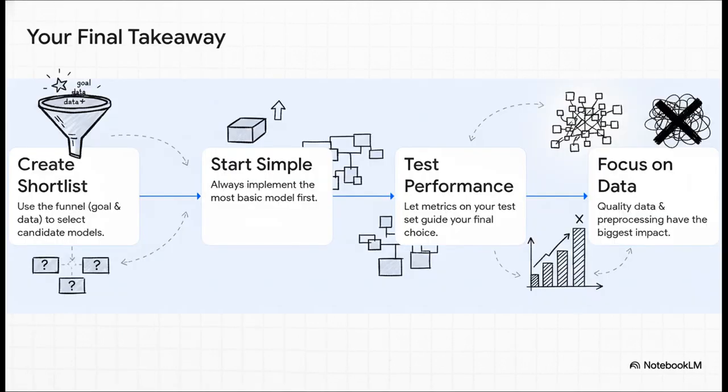So let's put it all together into a clear workflow. Number 1, use the funnel, your goal, and your data to create a smart shortlist of models. Number 2, always start by building the simplest one on your list. Number 3, test them all. Let the performance numbers guide your final decision. And maybe most importantly, number 4, remember that your biggest performance boost will almost always come from improving your data, not from hunting for some magical, obscure algorithm.